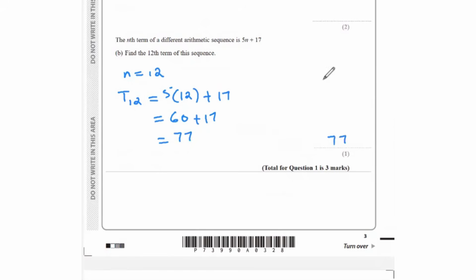Then, since the nth term of a different arithmetic sequence is 5n plus 17, find the 12th term. So simple, you just substitute n equals 12 in the nth term formula. So T12 would be 5 times 12 plus 17, 60 plus 17, and that's 77. That's your answer.